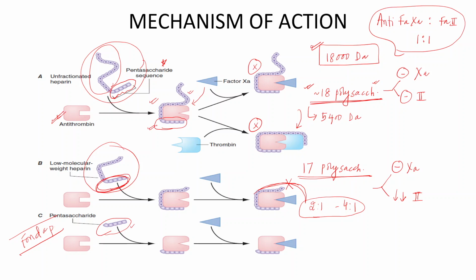Fondaparinux will only have this pentasaccharide sequence which will cause it to inhibit only factor 10A. So it has only anti-factor 10A activity, and it doesn't have activity on factor 2. So this is the mechanism of action. Along with that, heparin can also cause an increase in tissue factor pathway inhibitor. This is also another mechanism of action of heparin in causing anticoagulation. This is about the mechanism of action of these heparins.